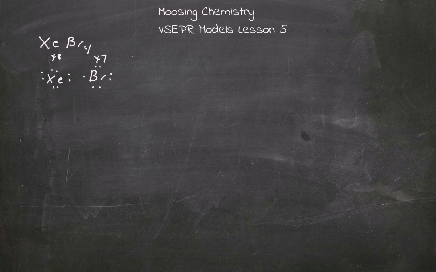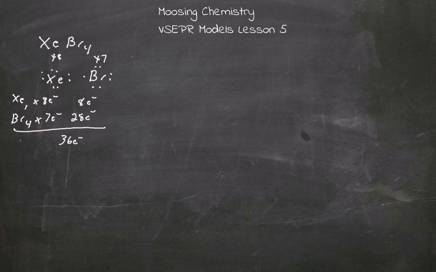All right, now let's go ahead and figure out how many valence electrons we have total. So xenon is 1 times 8 valence electrons, and bromine is 4 times 7 valence electrons. This gives us a total of 28 valence electrons. We have 8 valence electrons with xenon, so this gives me a total of 36 valence electrons.